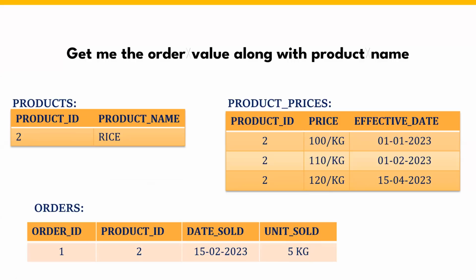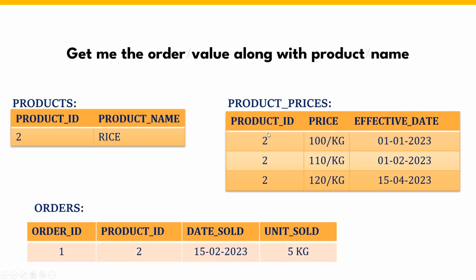Now you may have one more question: what is the relationship between these tables? In products, product ID is a primary key column. Here we see it as a foreign key column in product prices. Product ID in products is the primary key, and in product prices we have a foreign key.